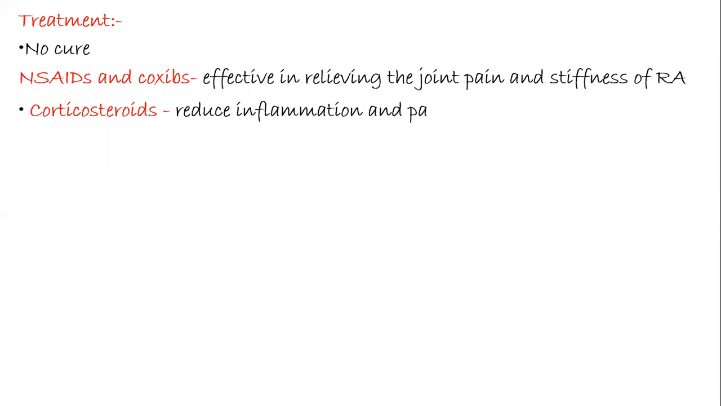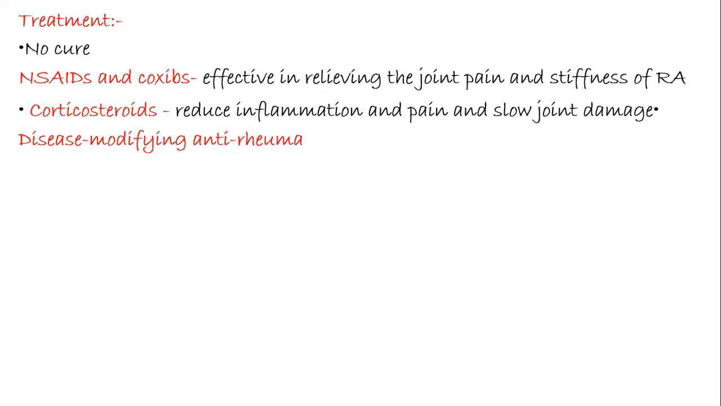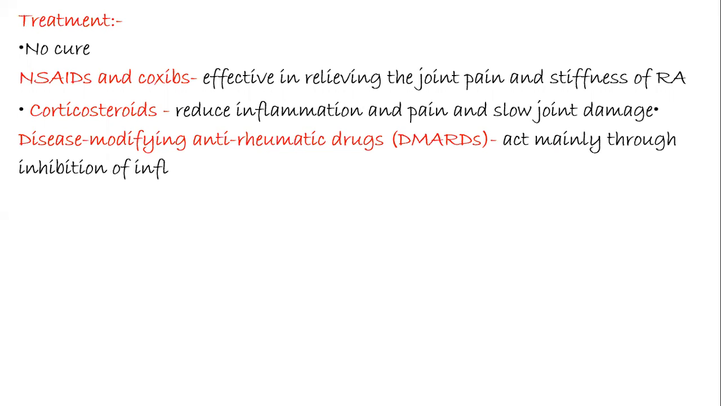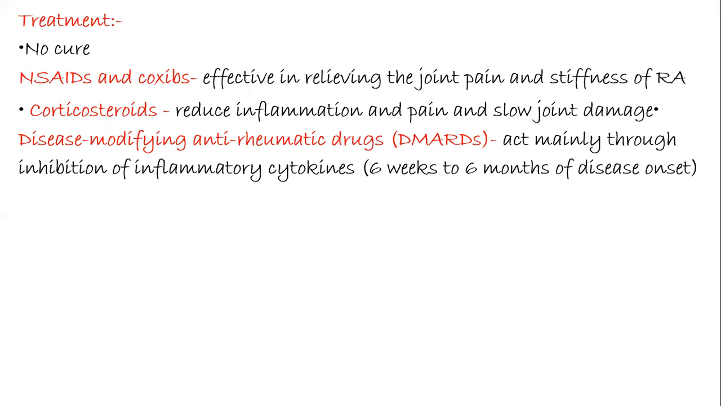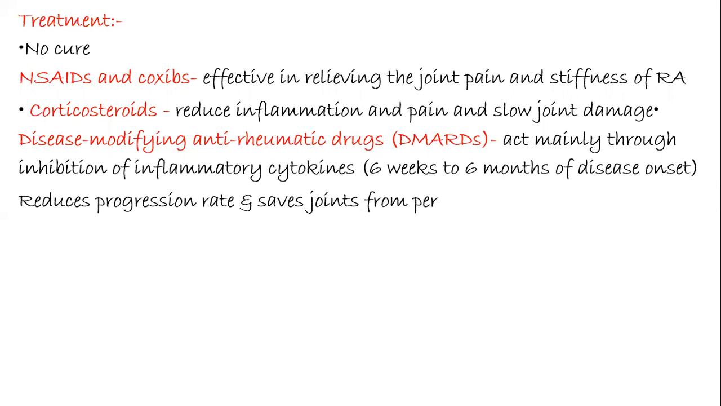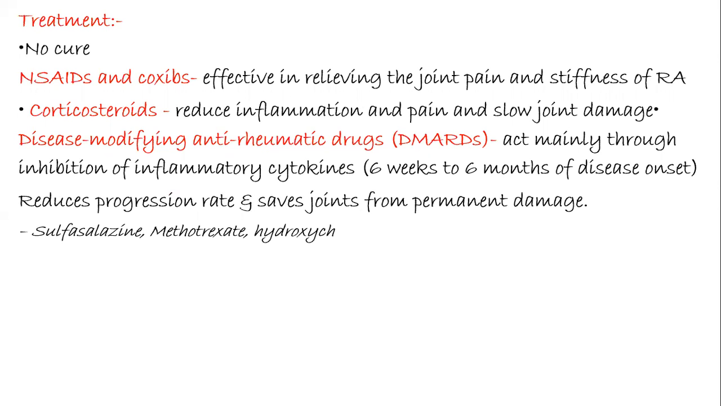Then secondly, you can go for corticosteroids. They reduce the inflammation and pain and slow the joint damage. Next, you can give disease modifying anti-rheumatic drugs, DMARDs. They act mainly through inhibition of inflammatory cytokines. It takes 6 weeks to 6 months from the onset of treatment to see the effect. It also reduces the progression rate and saves the joints from permanent damage. The drugs which come under this category are sulfasalazine, methotrexate, hydroxychloroquine.